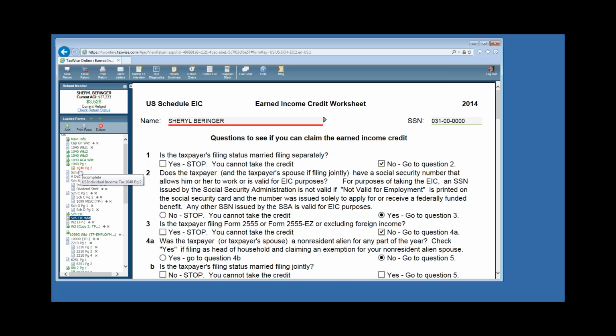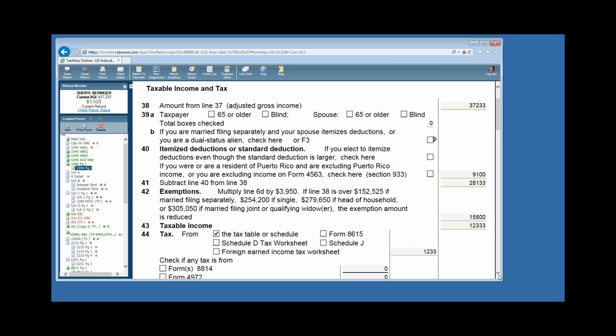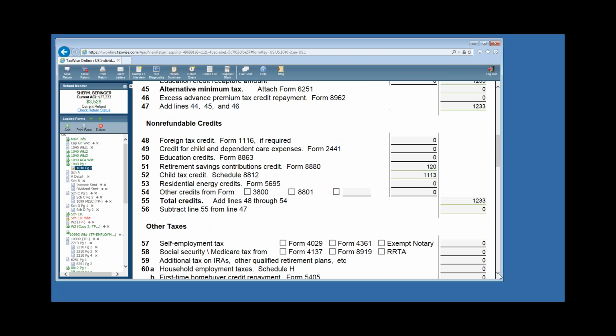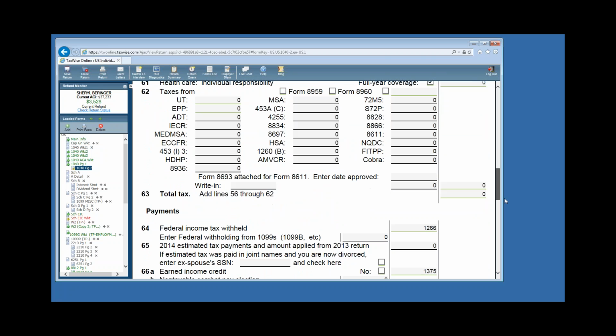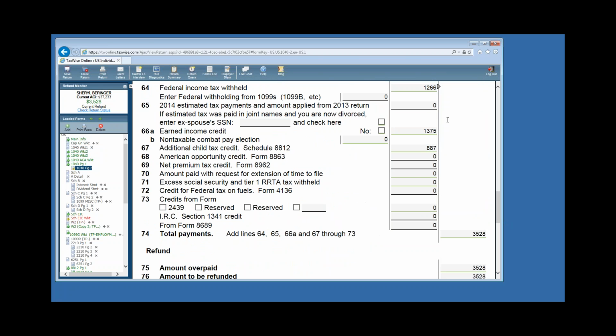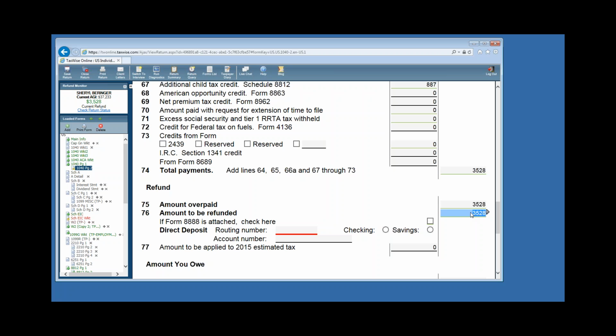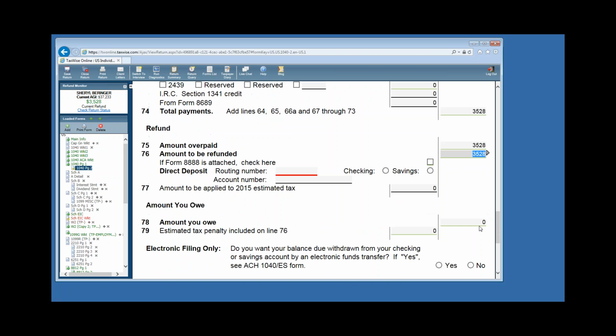So we're going to go back up to this 1040, page 2, and take a look here, and you'll see that retirement credit is now present. So between the withholdings and the tax credits, it looks like Cheryl's got a refund coming her way. This is the total amount to be refunded. If a client did owe, it would be listed down here under amount owed on line 78.